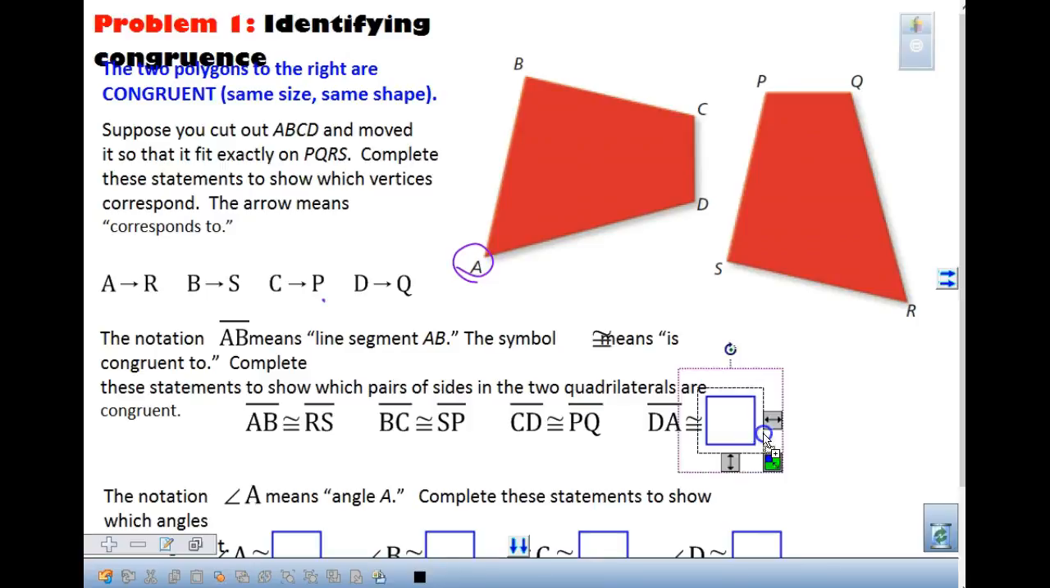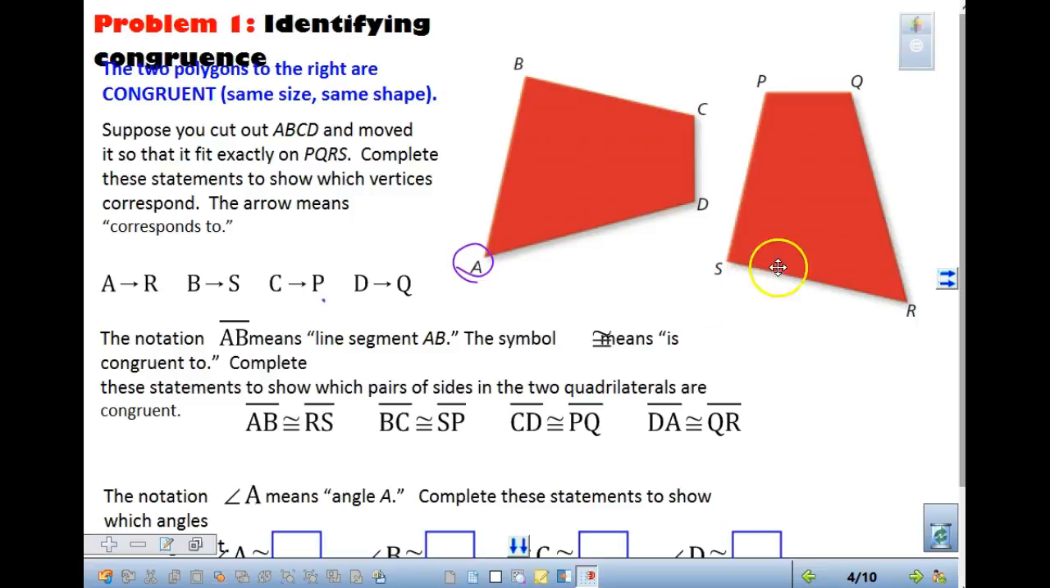PQ. Do you need to have that segment mark over the top? Yes, because otherwise you are talking about a distance. So DA should be QR. So now look at the bottom. And shouldn't the bottom angles be exactly the same as what we had up here?